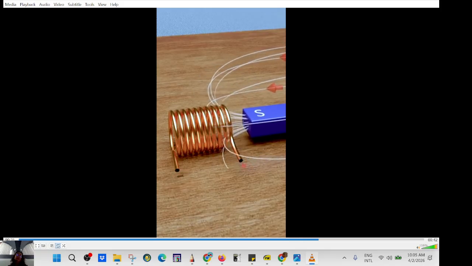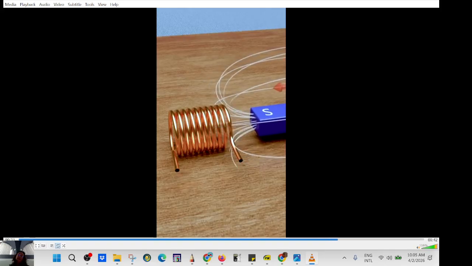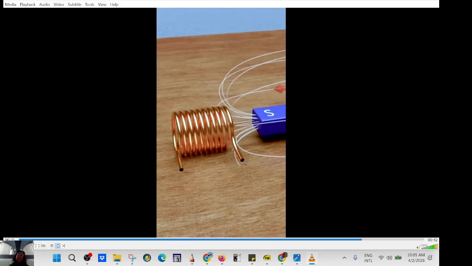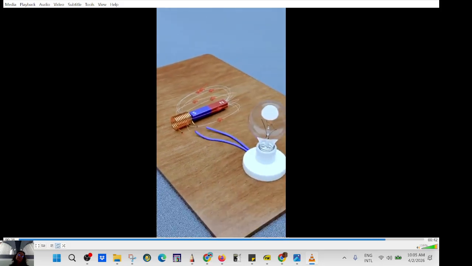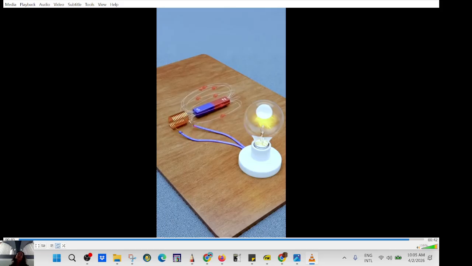Producing EMF keep our magnet. It is called electromagnetic induction. This phenomenon is used in countless applications. Now you have an induced current.